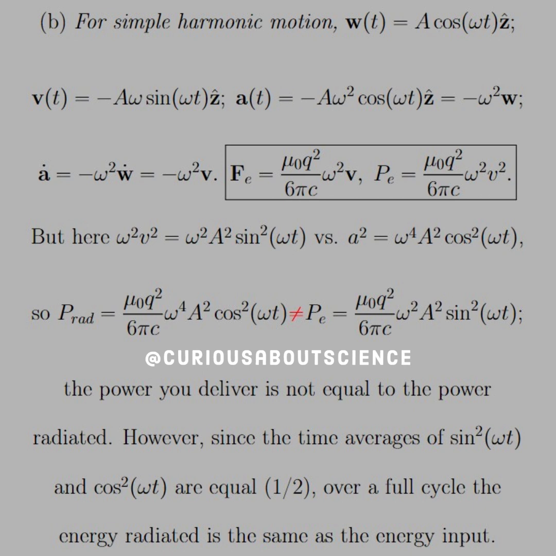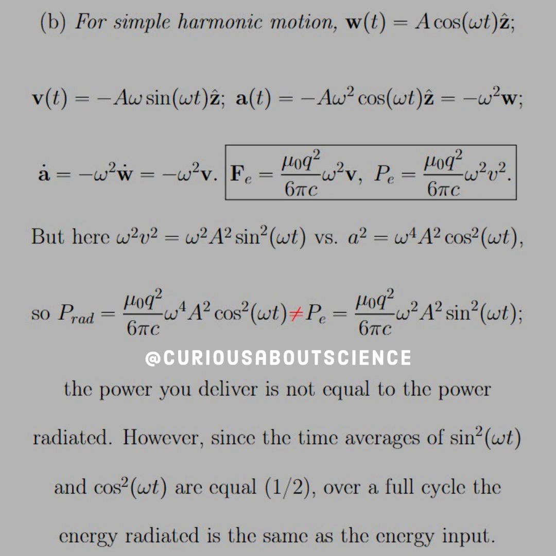But here, omega squared v squared is equal to omega squared A squared sine squared omega t, versus the a squared that we had from the Larmor formula, which gives us omega to the fourth A squared cosine squared omega t. So the power radiated is not the same as the additional power. Okay, the power you deliver is not equal to the power radiated. However, since the time averages of sine squared and cosine squared are equal to 1/2 over a full cycle, the energy radiated is the same as the energy input.